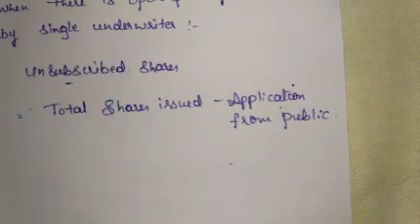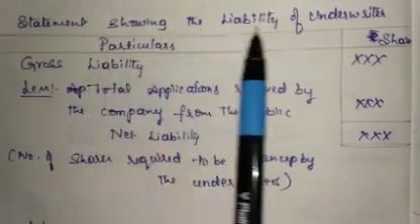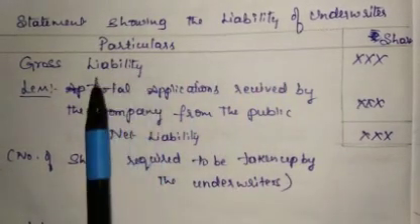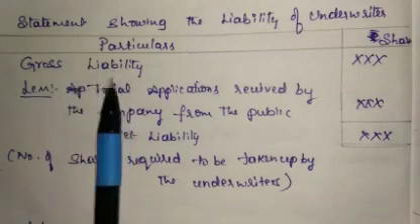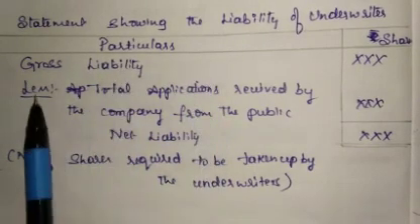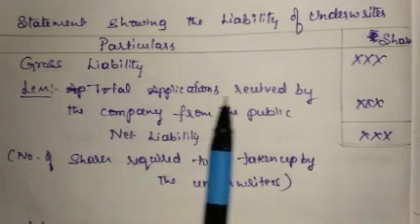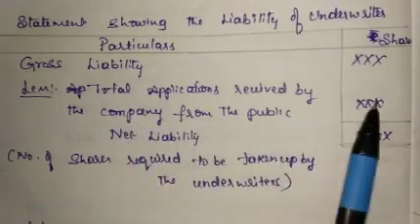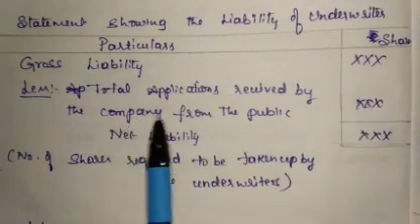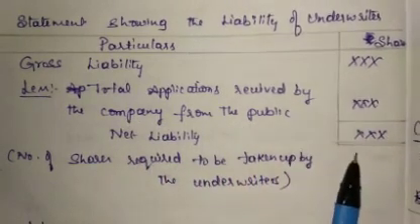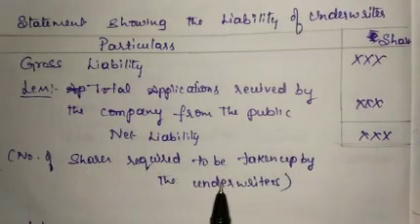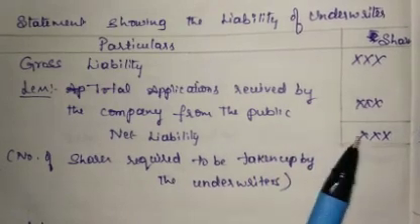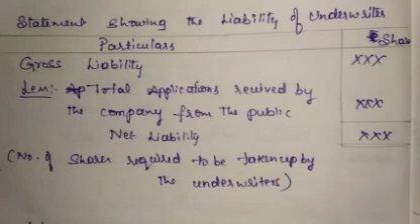So we'll see the format for this. Statement showing the liability of underwriter. First we have to write gross liability. Gross liability means the total number of shares issued by the company. From this we have to subtract the total number of applications received by the company from the public. The balance will be called net liability, that is the number of shares required to be taken up by the underwriter. So the remaining shares should be purchased by the underwriter. We'll see this with an example.